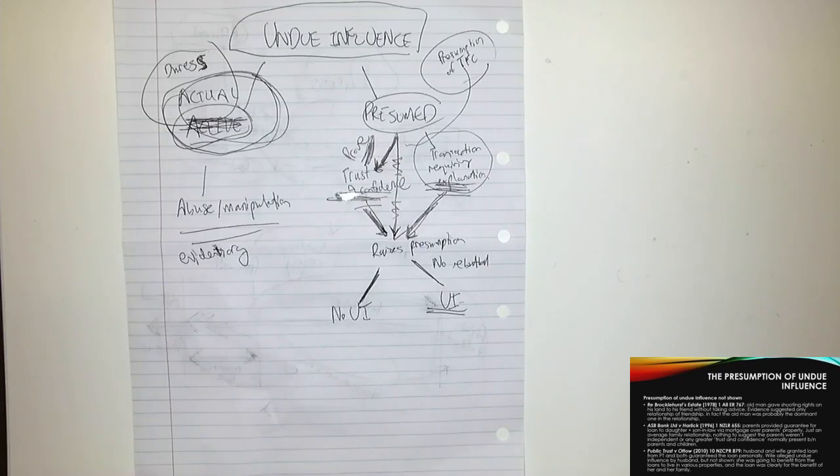But parents, that's not enough. You need something more to suggest that it's the kind of relationship of trust and confidence that would occasion a presumption of undue influence. Okay, there's something more. It can't just be an ordinary relationship.